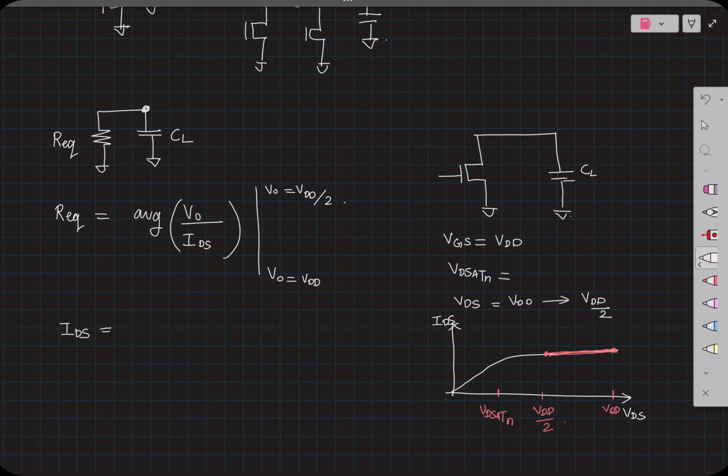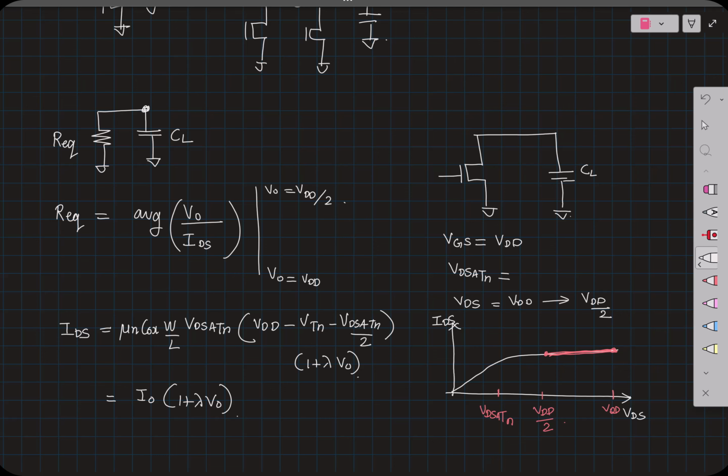Can you tell me the expression for the current? Mu n Cox W by L VDSATn into VGS minus VTN. So in our case, that is VDD minus VTN minus VDSATn by 2 into 1 plus lambda V naught. Right? So I'm going to represent this as some I naught into 1 plus lambda V naught, because V naught doesn't appear in the rest of the expression.